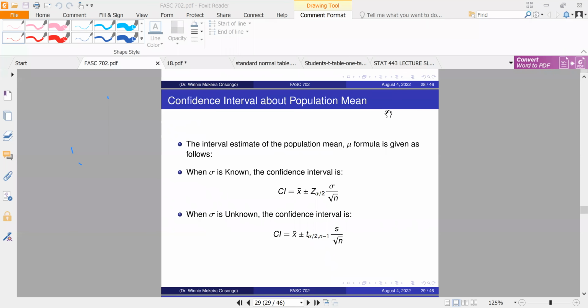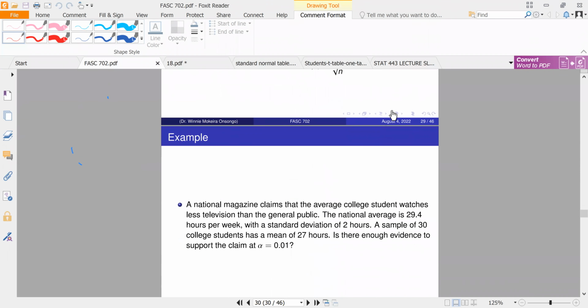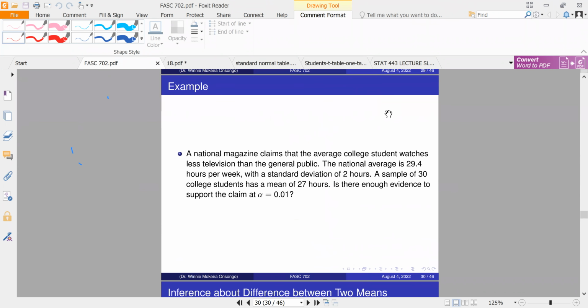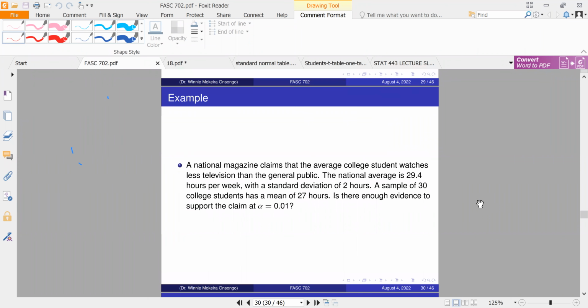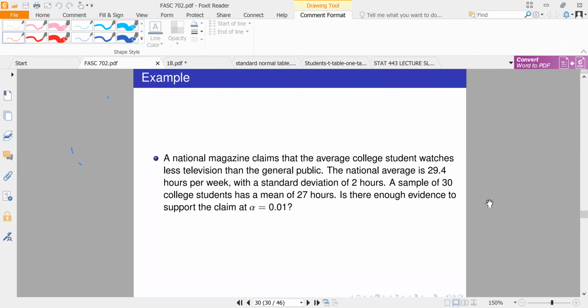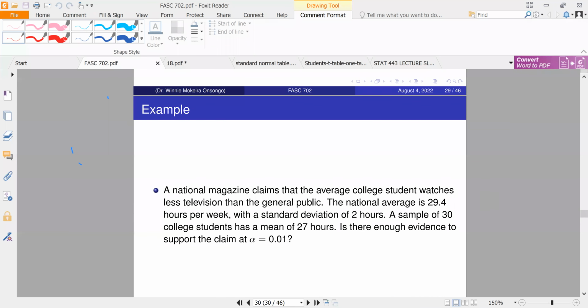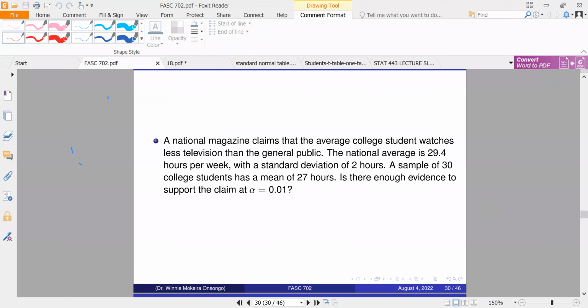Okay, so we have this example here. This is an example on this particular section for estimating confidence intervals. And let us see how this can be calculated.